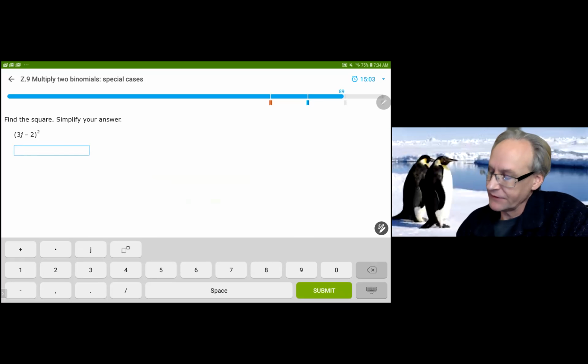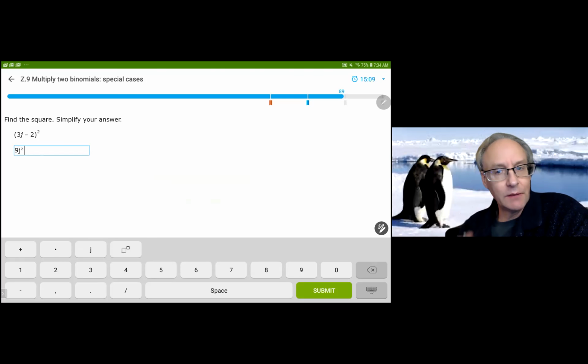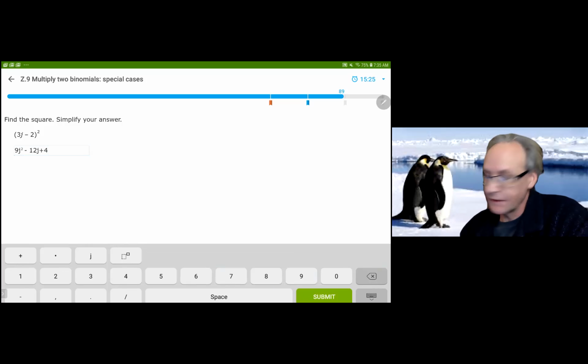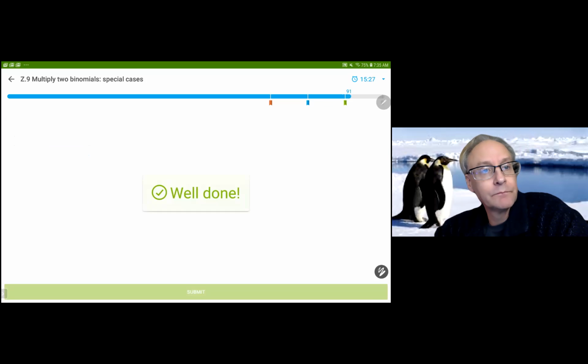Okay, perfect square trinomial. We get 9j squared. Our middle term is going to be double the product. The product is negative 6j, so double that is going to be negative 12j. Oh, I need a space, don't I? There we go. And our last term is the plus 4. Remember, always double the middle term, and it's always going to give you a middle term. Be careful. We're getting there.